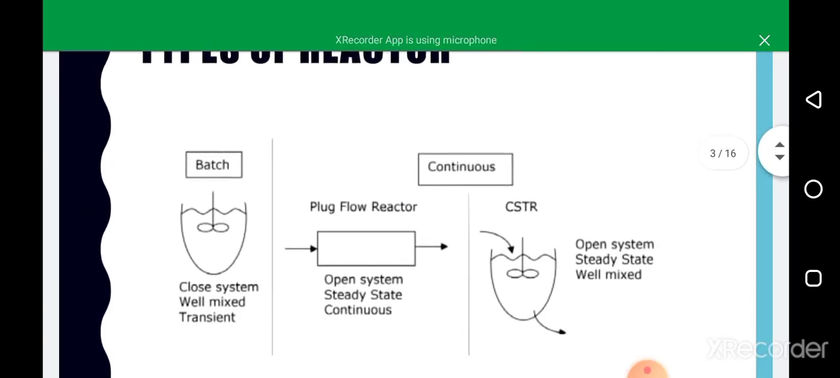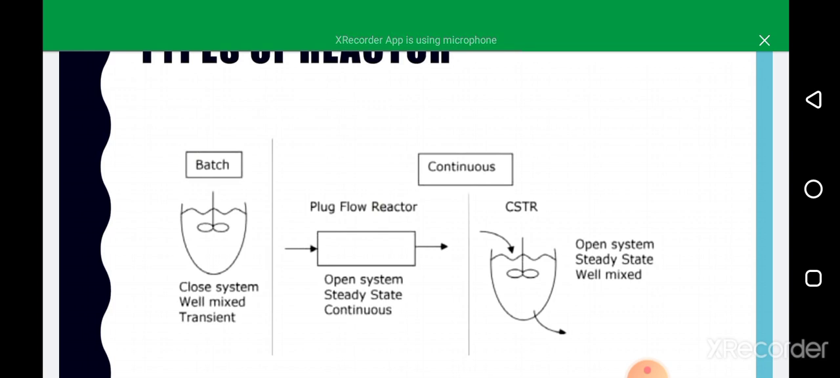In the second slide, it means slide number 2, I am discussing different types of reactor. There are three types of reactor which are commonly and generally used in all the industries: batch reactor, continuous stirred tank reactor, and tubular reactor. Tubular reactor is also called plug flow reactor. So these are the main types of reactor.